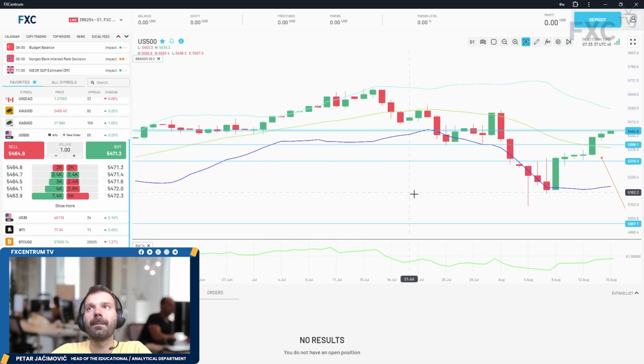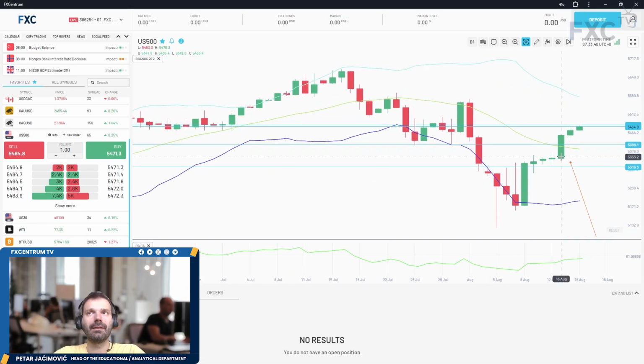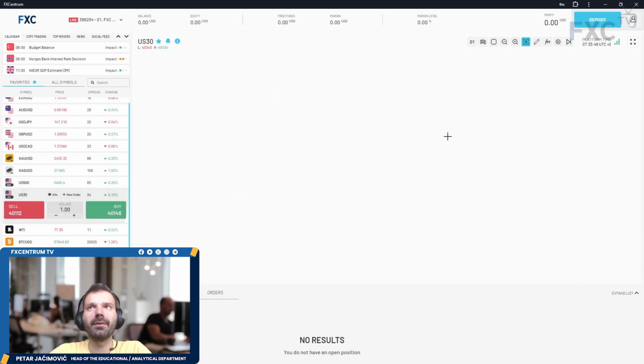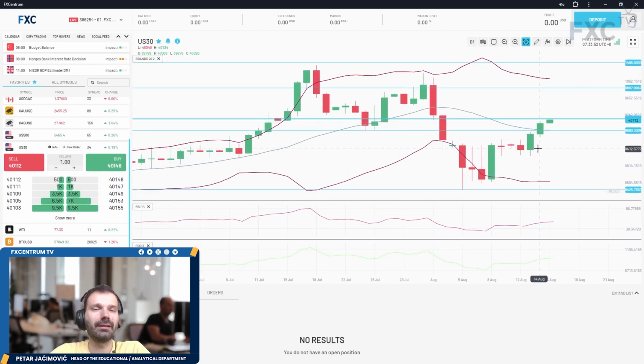US 500. We have continuation of upside movement. We spoke about that yesterday. The next key pivot level of US 500 is set at 5,558. US 30 from another side is also having the demand in control after a couple of days of consolidation and upside breakout. We can see that market is trading higher, and the next pivot level is set at this previous swing high, so upper Bollinger Band.